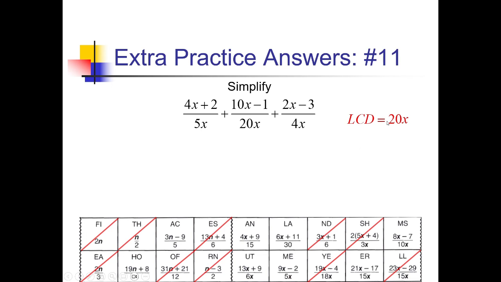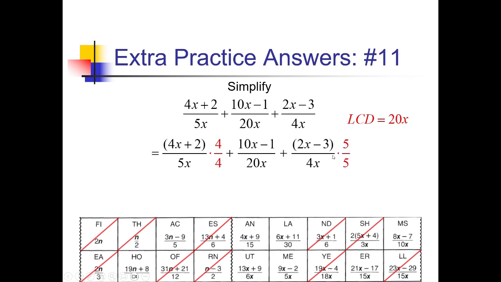So to get 20x in my denominator, 20x divided by this 5x down here is 4. So let me multiply my first fraction by 4 over 4. And you might have noticed I hadn't mentioned it, but I've been putting parentheses around here. Even though there's kind of an invisible parentheses there, I feel it's good to put it in just so we don't forget to distribute when it comes time to do that. Now the next fraction doesn't need anything special. It's already good the way it is with 20x. Last fraction, 20x divided by 4x is 5, so 5 over 5 for that one.